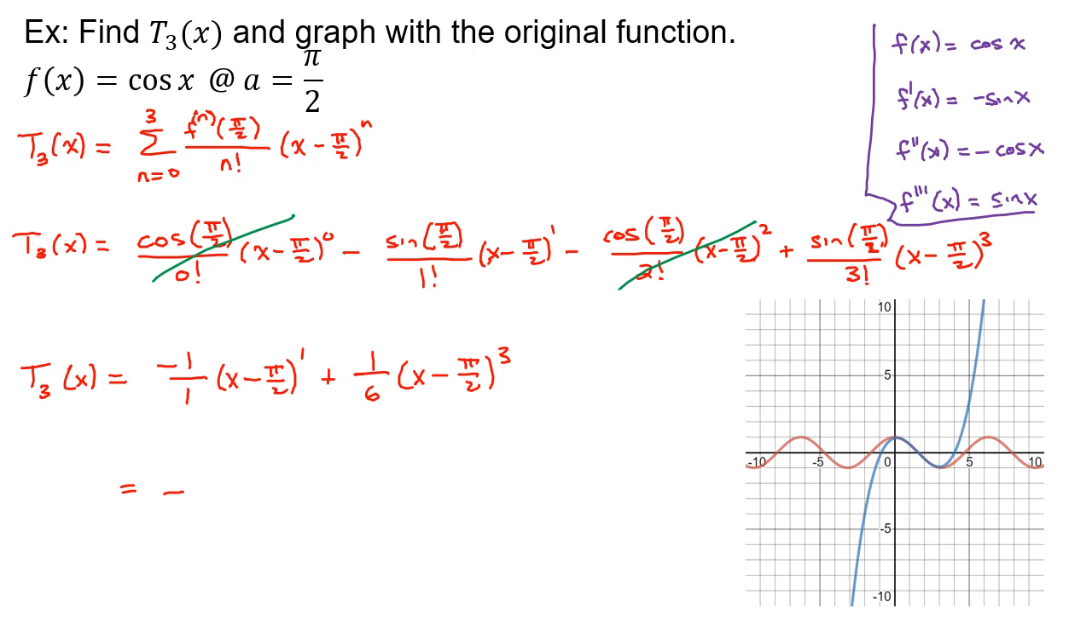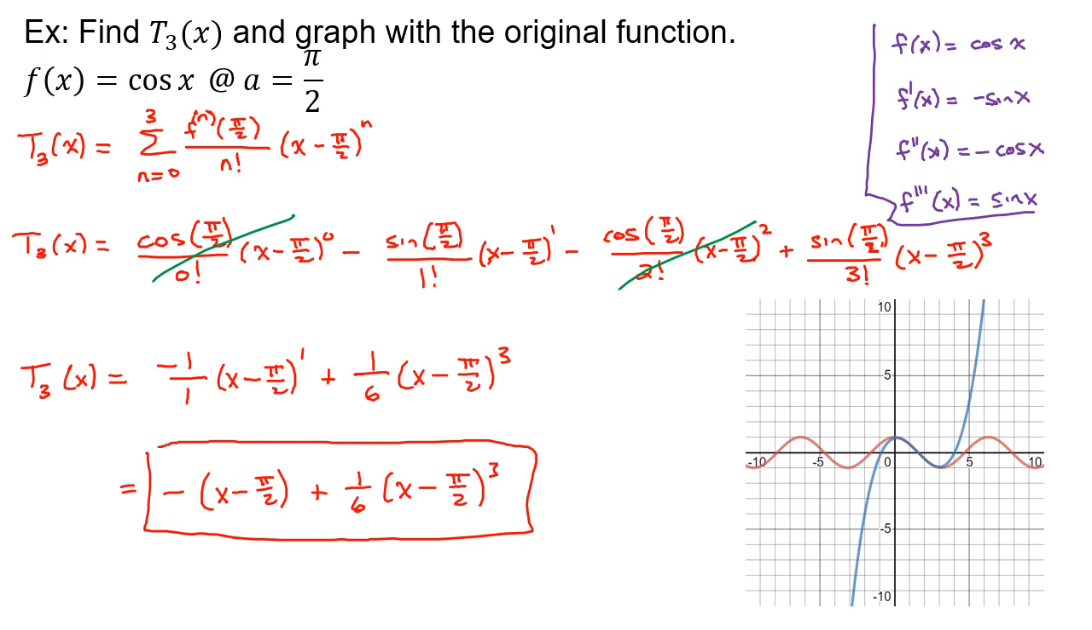Now at this point, there's one thing you could do. You could either do negative and leave the pi over 2 and the x in the parentheses, or you could distribute the negative across if you wanted to. It wouldn't really matter since it's got a first power on it. I tend to not distribute it across only because then the pattern looks a little easier to pick off. They all have an x and a minus pi over 2 on them, no matter how many terms you go out on them. But anyway, that would be your third degree Taylor polynomial. So hopefully that's not too bad.